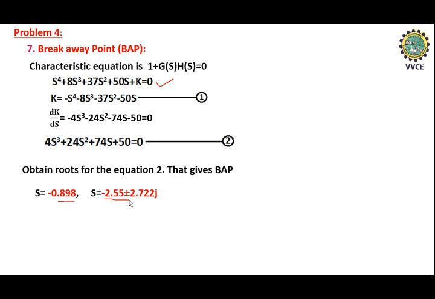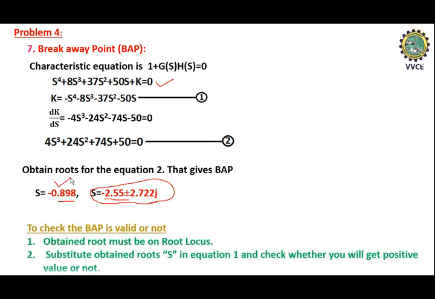And always, while considering the breakaway point, don't consider the complex numbers. Here you are getting complex numbers as roots, so don't consider these. So check whether this is valid or not. To find out whether the breakaway point is valid, first check whether this point is in between 0 and -2, that is, on the root locus or not. Yes, of course it is between 0 and -2. So the first condition is okay.